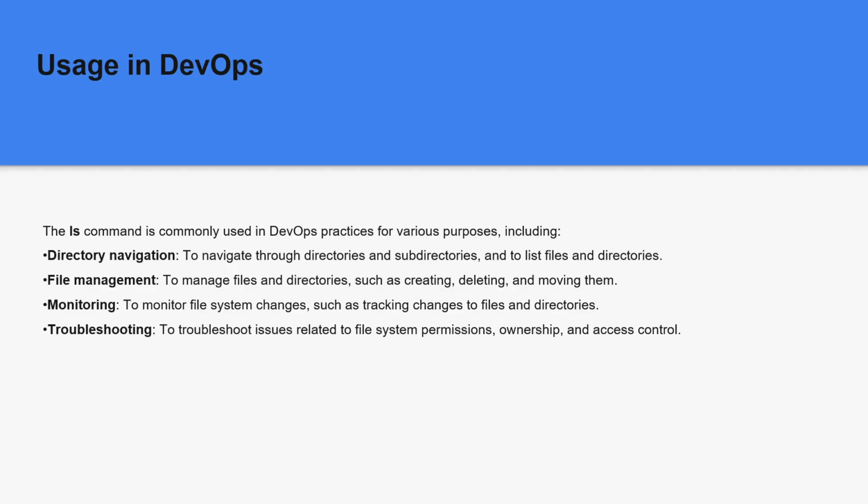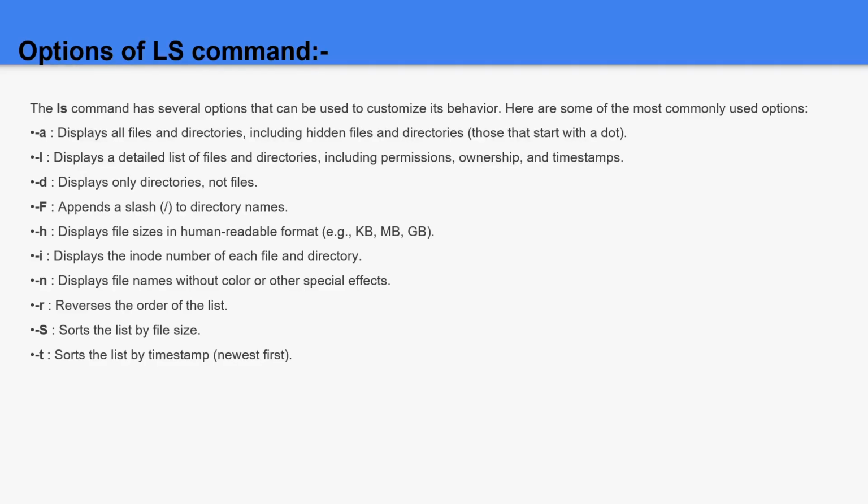Directory simply means folder. In DevOps, directory means folder, so it can be used for that also. Then monitoring, to monitor file system changes such as tracking changes to files and directories. Monitoring is something we have frequently heard of in GitHub or in DevOps. So to monitor the file system changes, like how many changes in files have happened, tracking what happened stage wise. So those are the usages of the ls command.